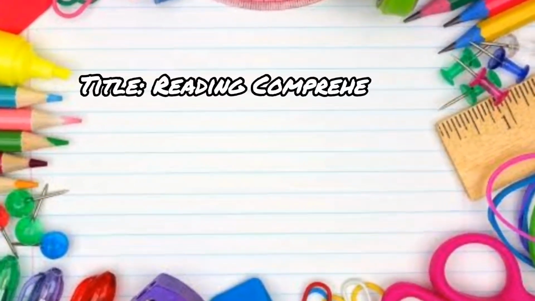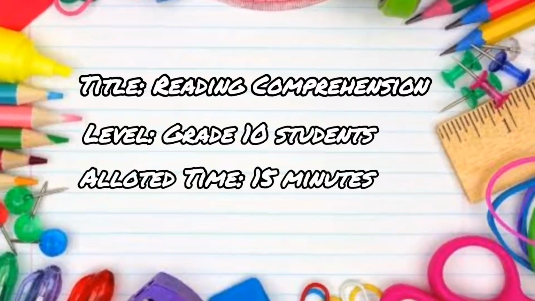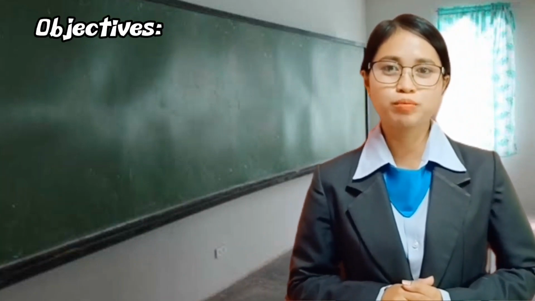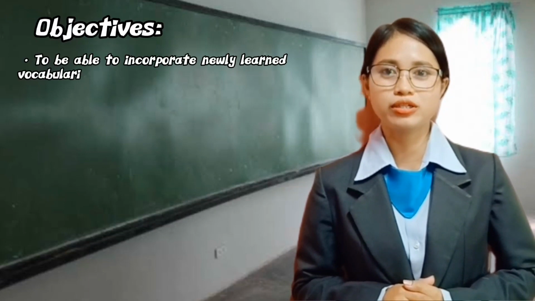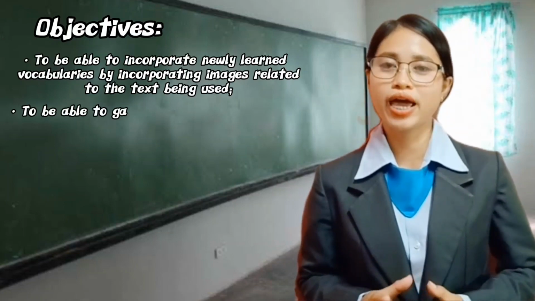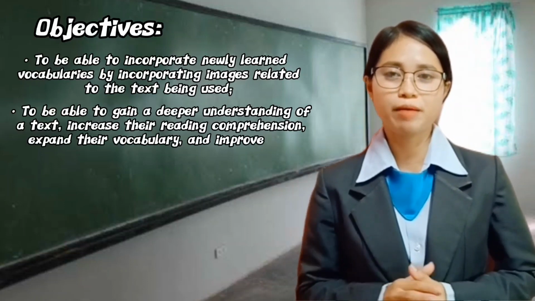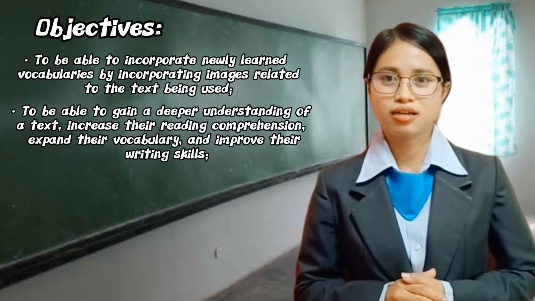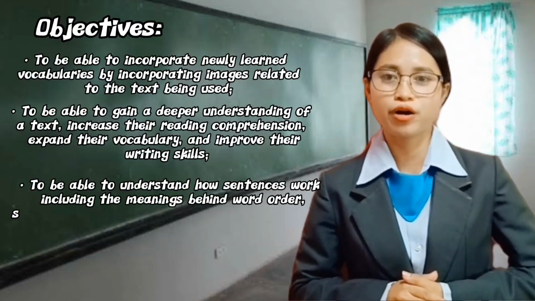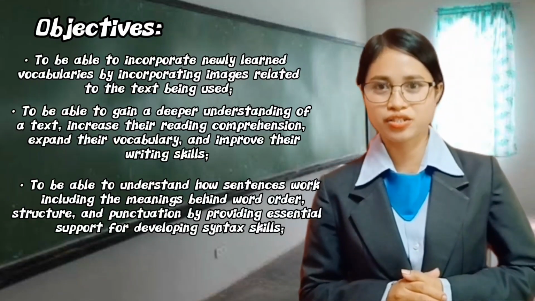Title: Reading Comprehension for the grade 10 students. Time allocation: 15 minutes. In this activity, our objectives are to be able to incorporate newly learned vocabularies by incorporating images related to the text being used, to gain a deeper understanding of a text, increase reading comprehension, expand vocabulary, and improve writing skills, and to understand how sentences work, including the meanings behind word order, structure and punctuation, by providing essential support for developing syntax skills.